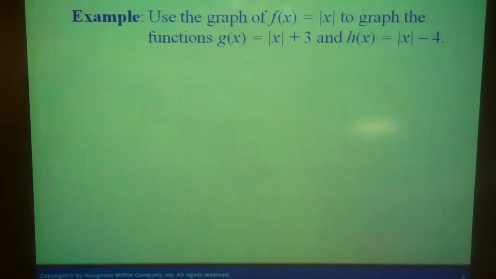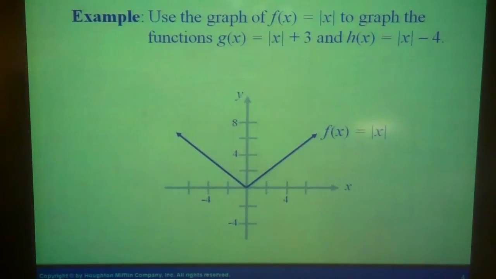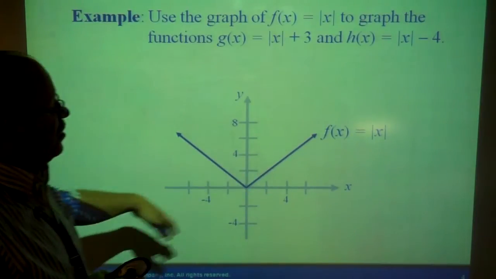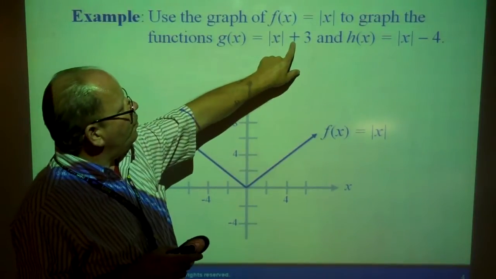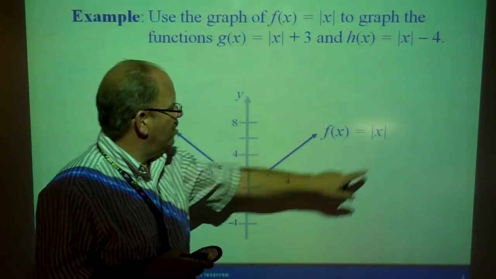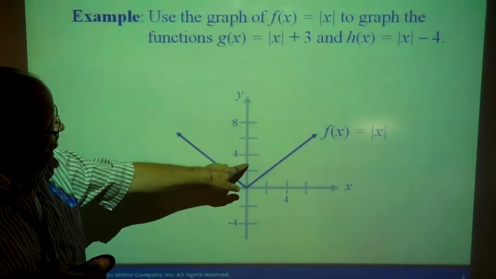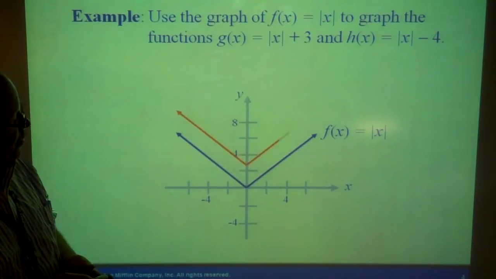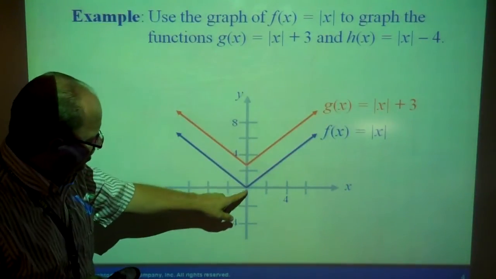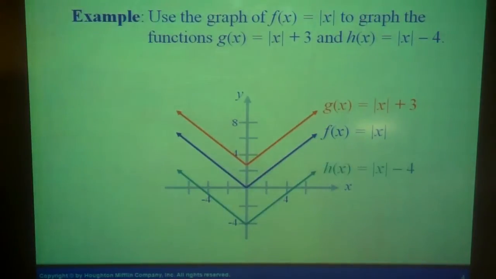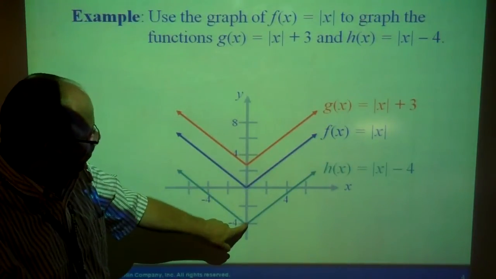Okay, example. Use the graph of f of x equals the absolute value of x to graph the absolute value of x plus 3 and the absolute value of x minus 4. So here's our common function, or our parent function, of f of x equals the absolute value of x. And so if we're adding 3 to this, we're going to see it's going to be shifted up and the vertex is going to be here. If we subtract 4 from this, we're going to see it's shifted down and the vertex is here. We go down 4 units.